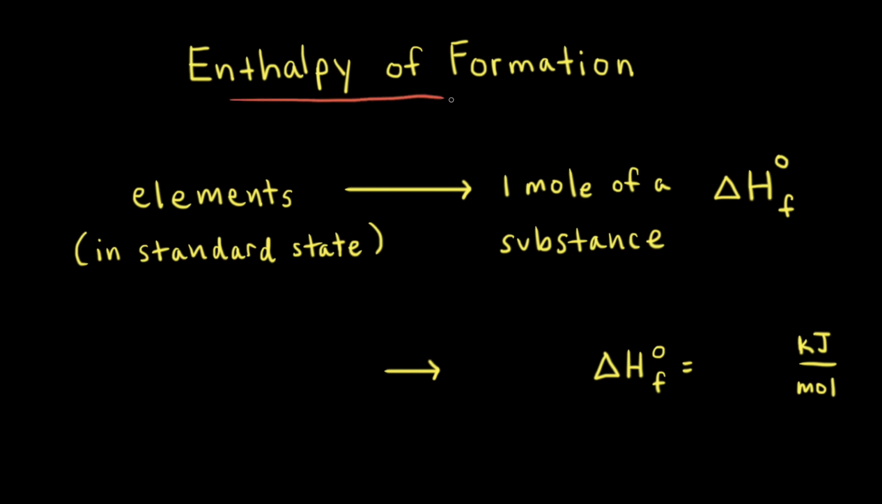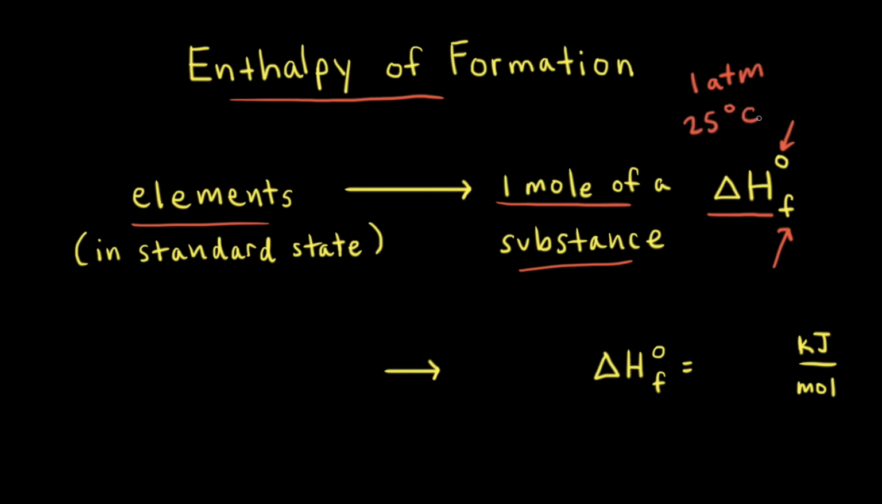Enthalpy of formation refers to the change in enthalpy for the formation of 1 mole of a substance from the most stable form of its constituent elements. Change in enthalpy is symbolized by delta H, and the F stands for formation, and the superscript naught refers to the fact that everything is under standard state conditions, which refers to atmospheric pressure of 1 atmosphere and a specified temperature that is usually 25 degrees Celsius.